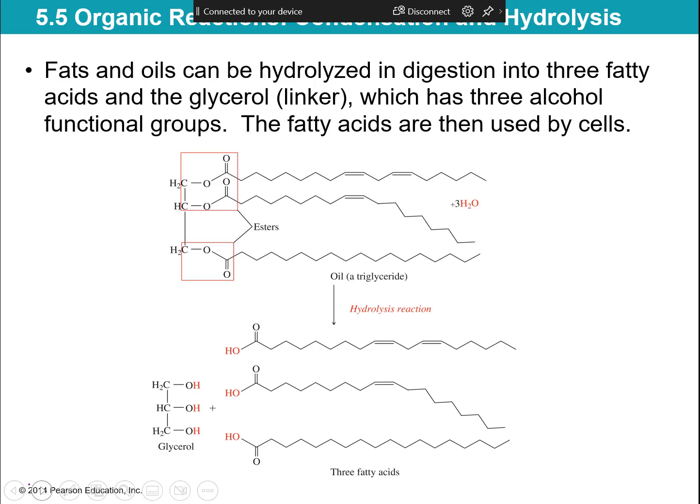When you eat a fat or an oil, they're not typically single fatty acids. So digestion has to occur. And the digestion that occurs is a hydrolysis reaction. So remember I told you hydrolysis is kind of when you break things.